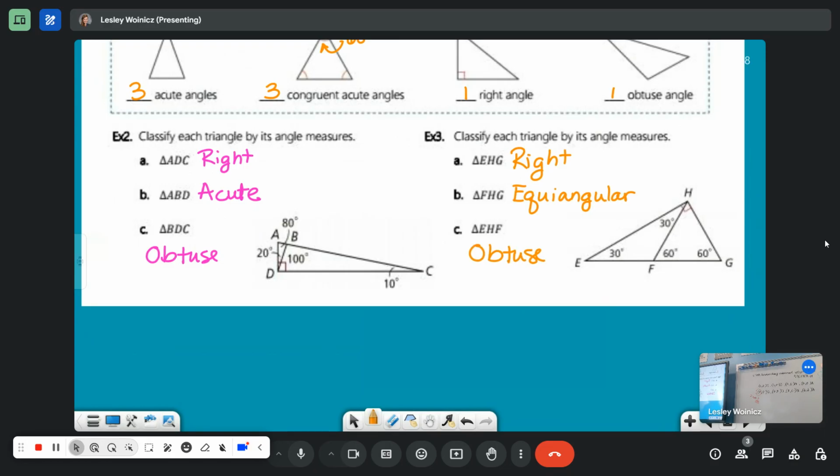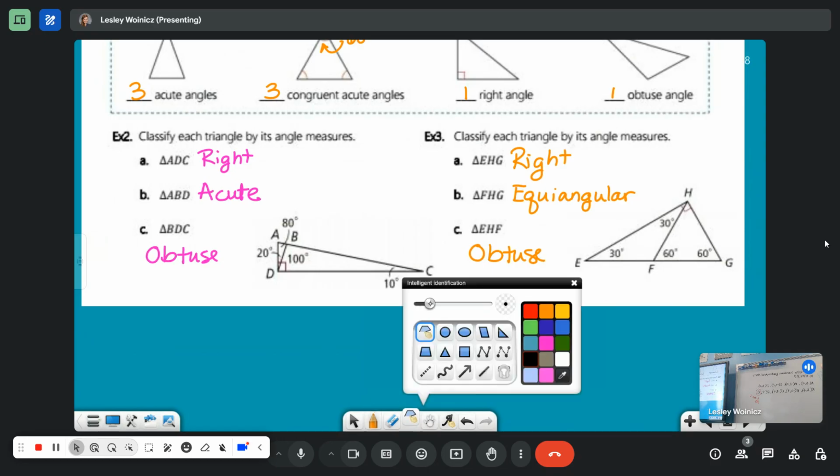Okay, before we go any farther, find an open space. We're just going to make a little observation.